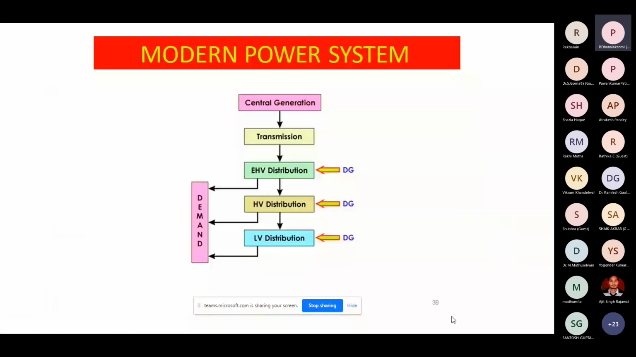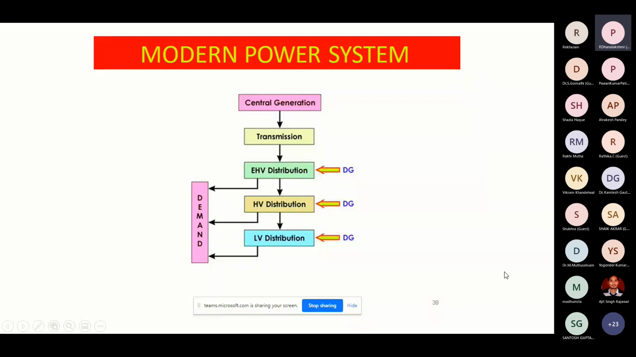So modern power system is basically switching more towards the use of renewable energy sources so as to meet the demand of power locally at the distribution level, or based on large generating capacities, renewable energy sources can also be integrated at different voltage levels in the power system network.